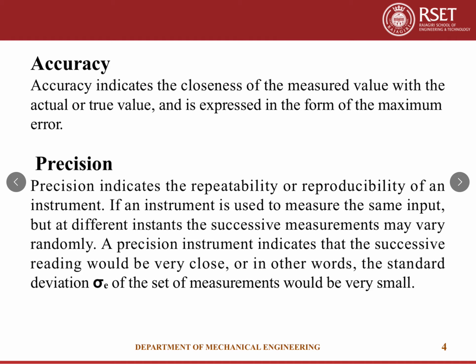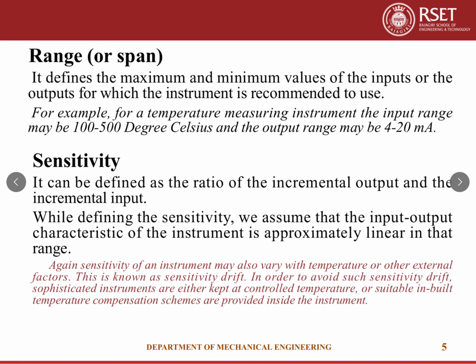Precision indicates repeatability and reproducibility of the instrument. If an instrument is used to measure the same input at different instants, the successive measurements may vary randomly. A precise instrument indicates that successive readings should be very close. In other words, the standard deviation sigma E of this set of measurements would be very small. Sigma E should be very small, then the instrument is said to be precise. That's about precision and accuracy.